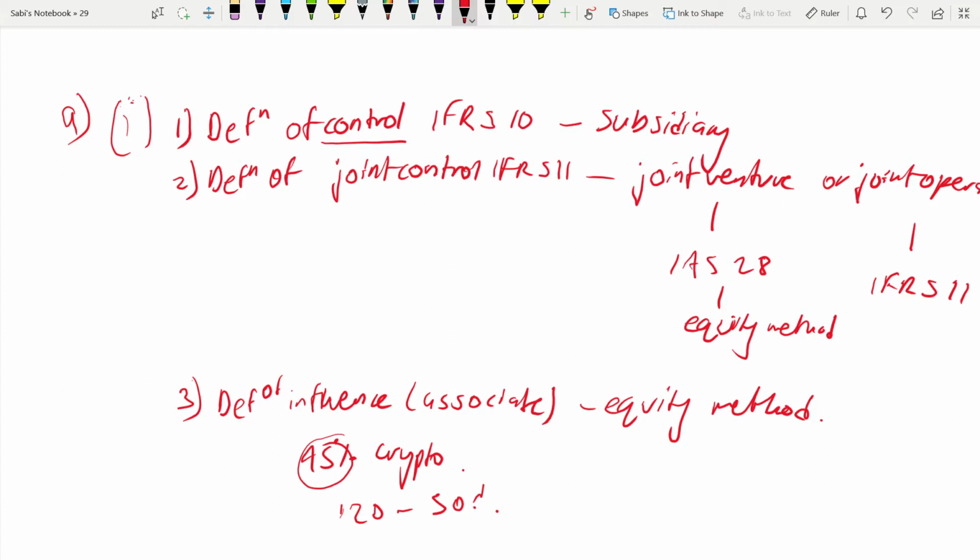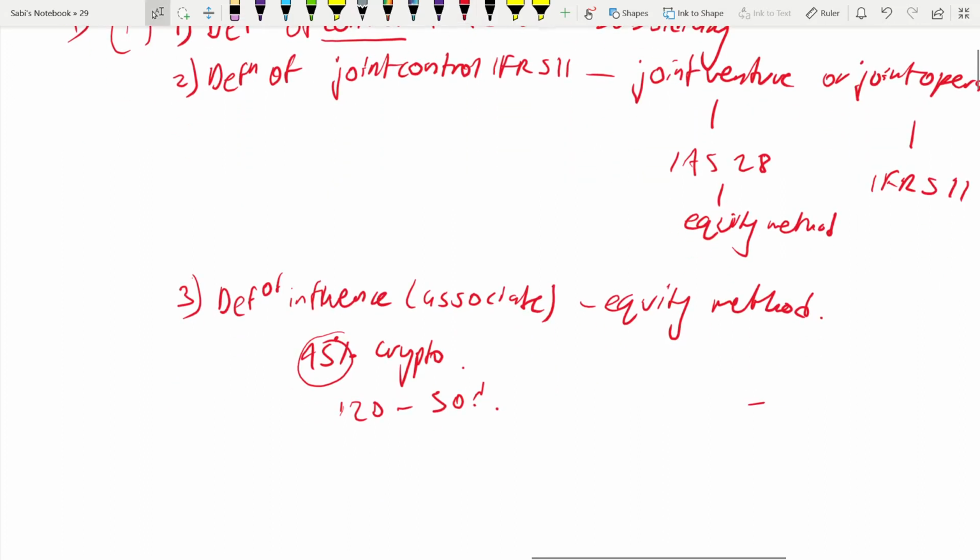So this is the basic way of answering this type of question. This is the layout. So through this layout, you can understand another thing. What is it? This is for 6 marks. So this 6 marks you can divide along the 3. One is control, the other one is joint control, the other one is associate, influence or associate. So 2 marks for each. So you can write it in 3 different paragraphs.